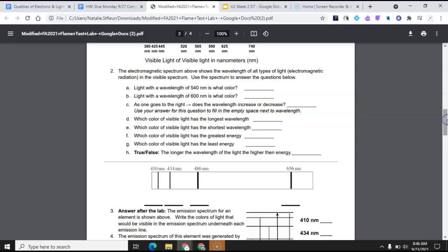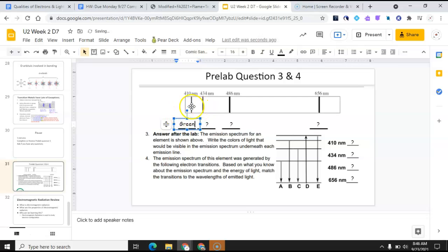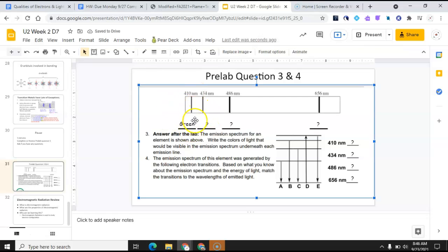That's in nanometers. So let's say, for example, for band 410, I look at my electromagnetic spectrum and I say, oh, that corresponds to green. I'll just write green underneath that band. So the first line corresponds to the first band on the left. And you do that for the rest of them. So that's how you answer question number 3. Now, by the way, I'm not saying green is the correct answer, but this is what your work should look like. So underneath each band on the line, there should be a color.